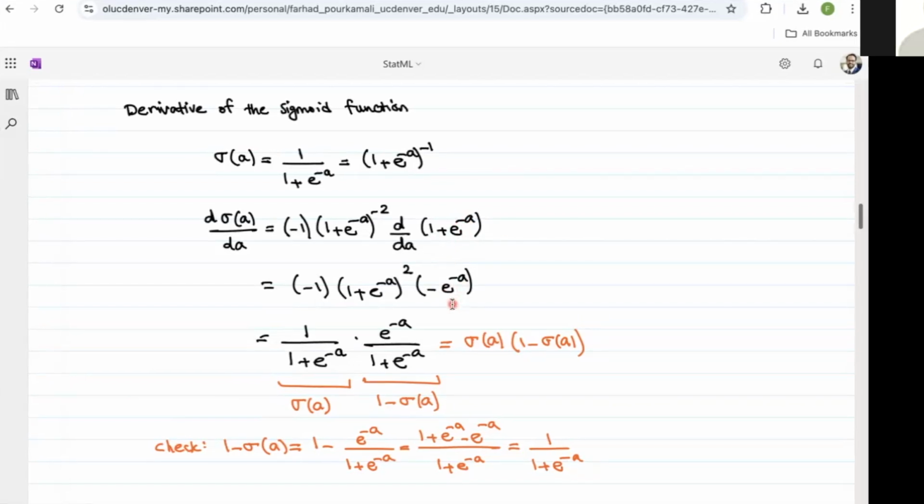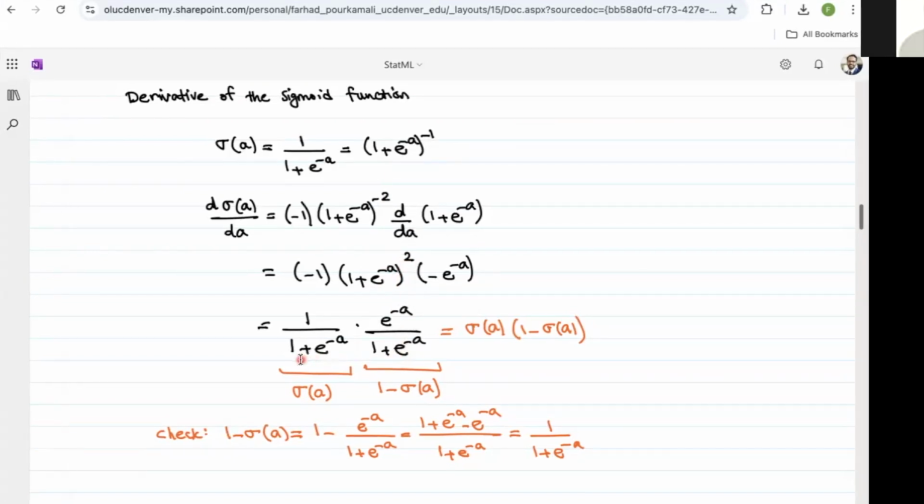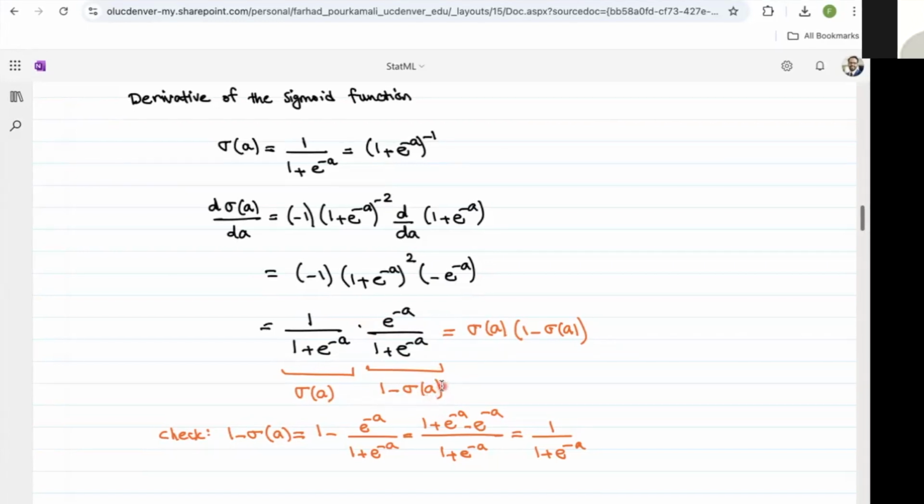And something that you need to do at the end is to also decompose this into two terms, right? So we have this 1 plus e to the negative a, which is in the denominator, and we have this power 2. So we can write this as 1 plus e to the negative a times 1 plus e to the negative a. And we only have 1 e to the negative a in the numerator. So it is very easy to see that this first term is exactly the sigmoid or logistic function. And you can easily show that the second term is actually 1 minus sigmoid of a. And therefore, the derivative of the sigmoid function is the sigmoid function itself times 1 minus the sigmoid function.